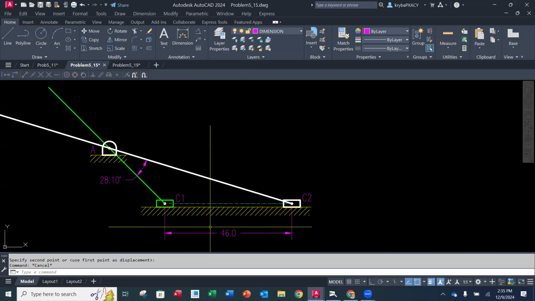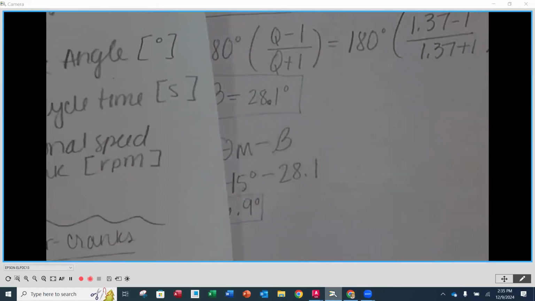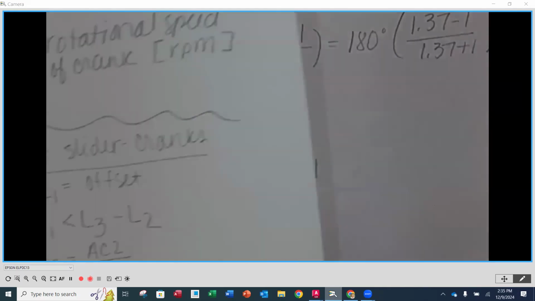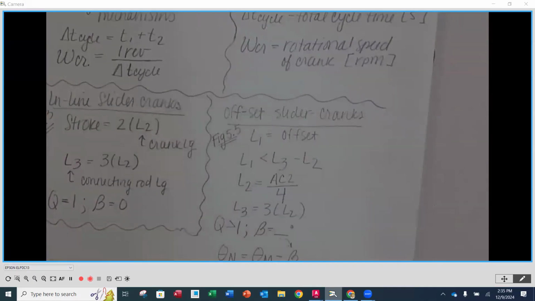All right, so you've got your 46 millimeters apart. You've got your point A, the intersection here for C1, C2, and you've got your imbalance angle of 29.1, or I'm sorry, 28.1. Now, I'm going to go back underneath. We need to calculate the distances for L1, L2, and L3. Well, L1, we actually just got, and we just need to measure it.